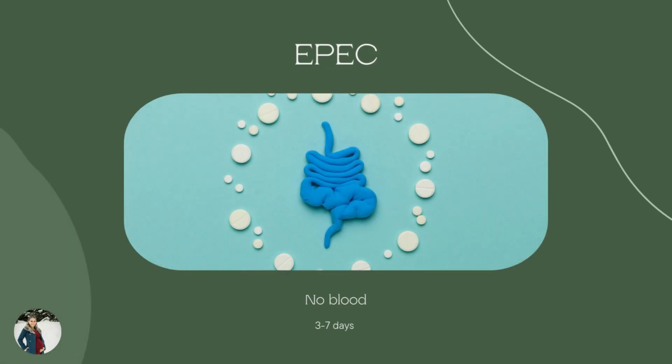The first DEC is called enteropathogenic E. coli, also known as EPEC. This type of E. coli adheres to the intestinal wall and disrupts normal cell function. Severe watery diarrhea is usually present without blood. Most often, a fever is present. This can come with or without nausea and vomiting and lasts anywhere from 3 to 7 days.